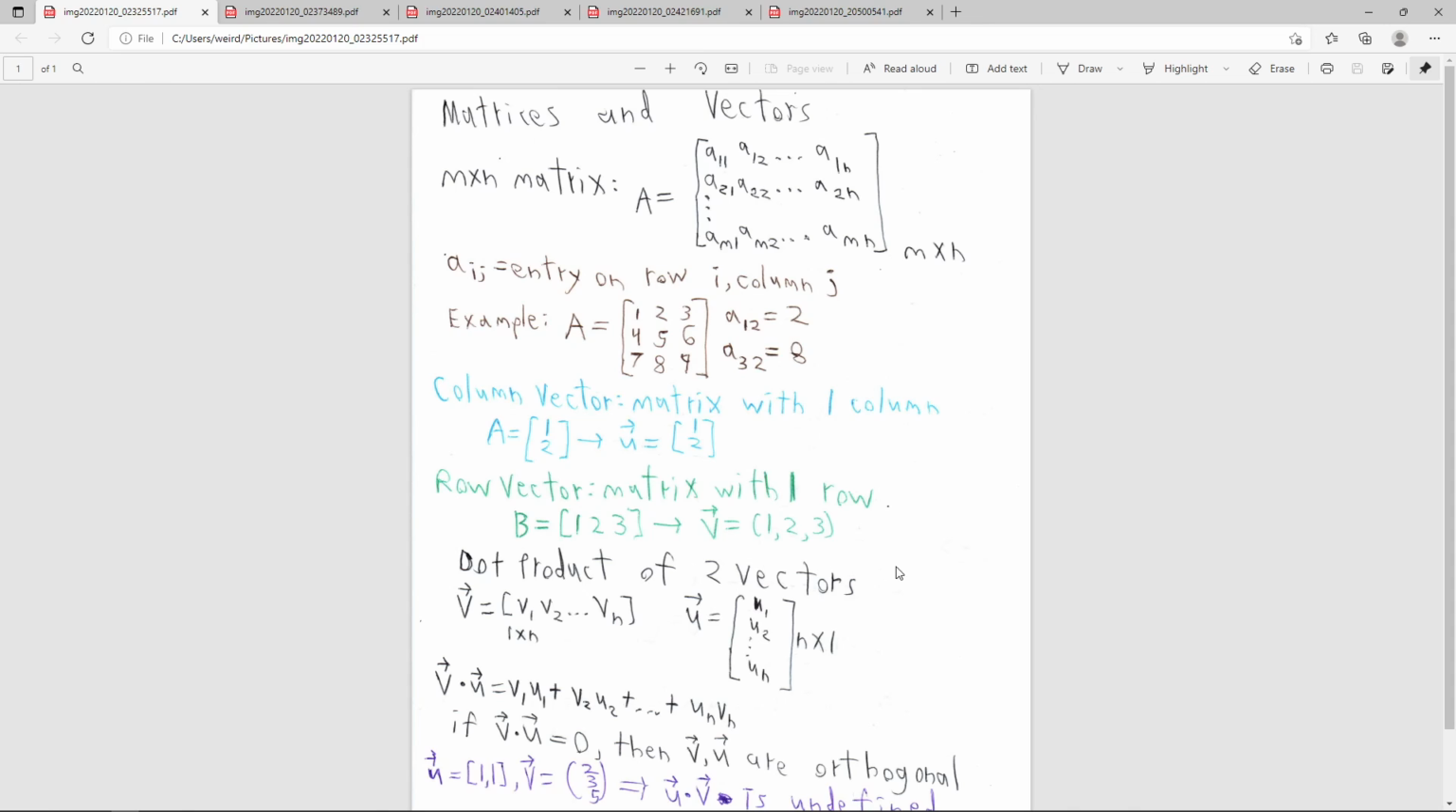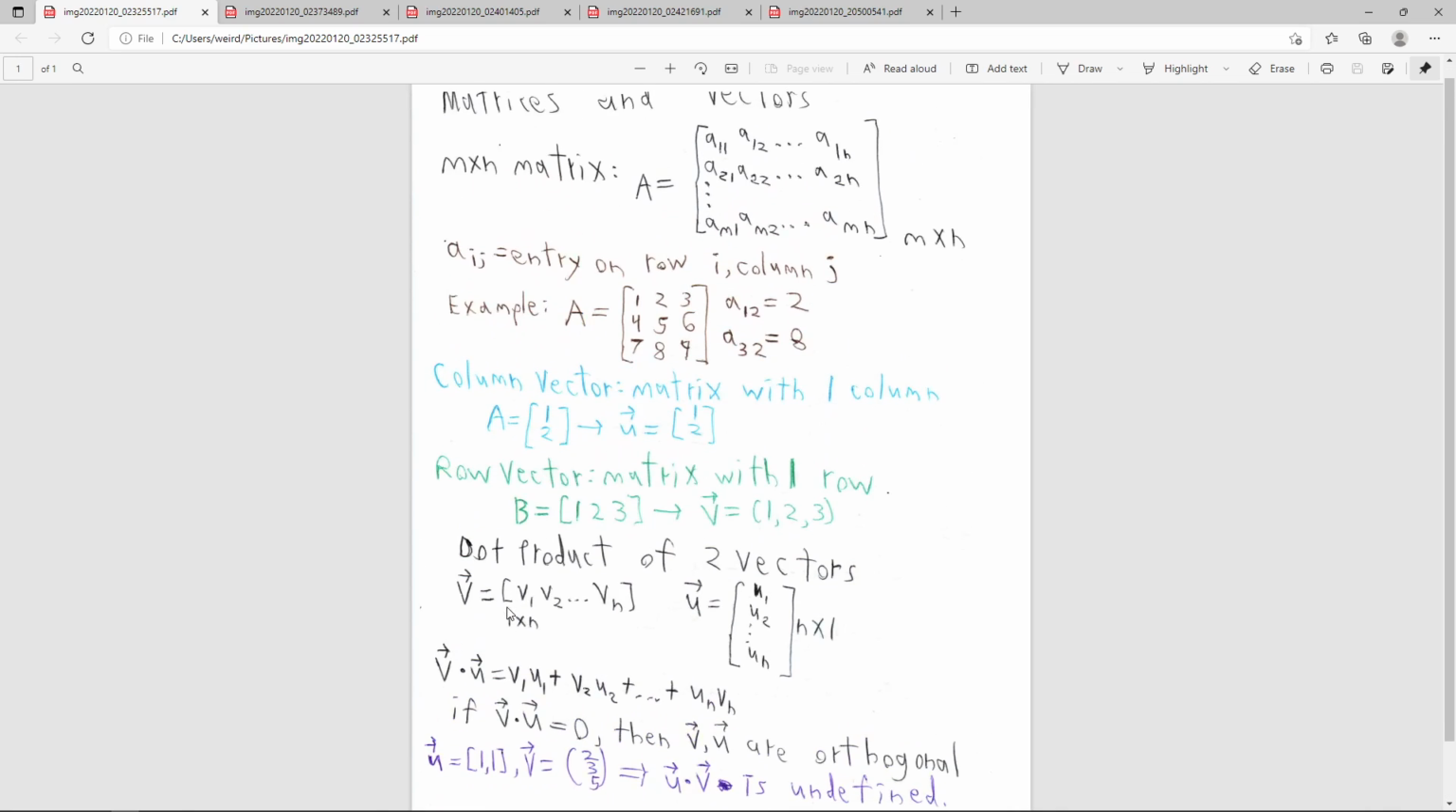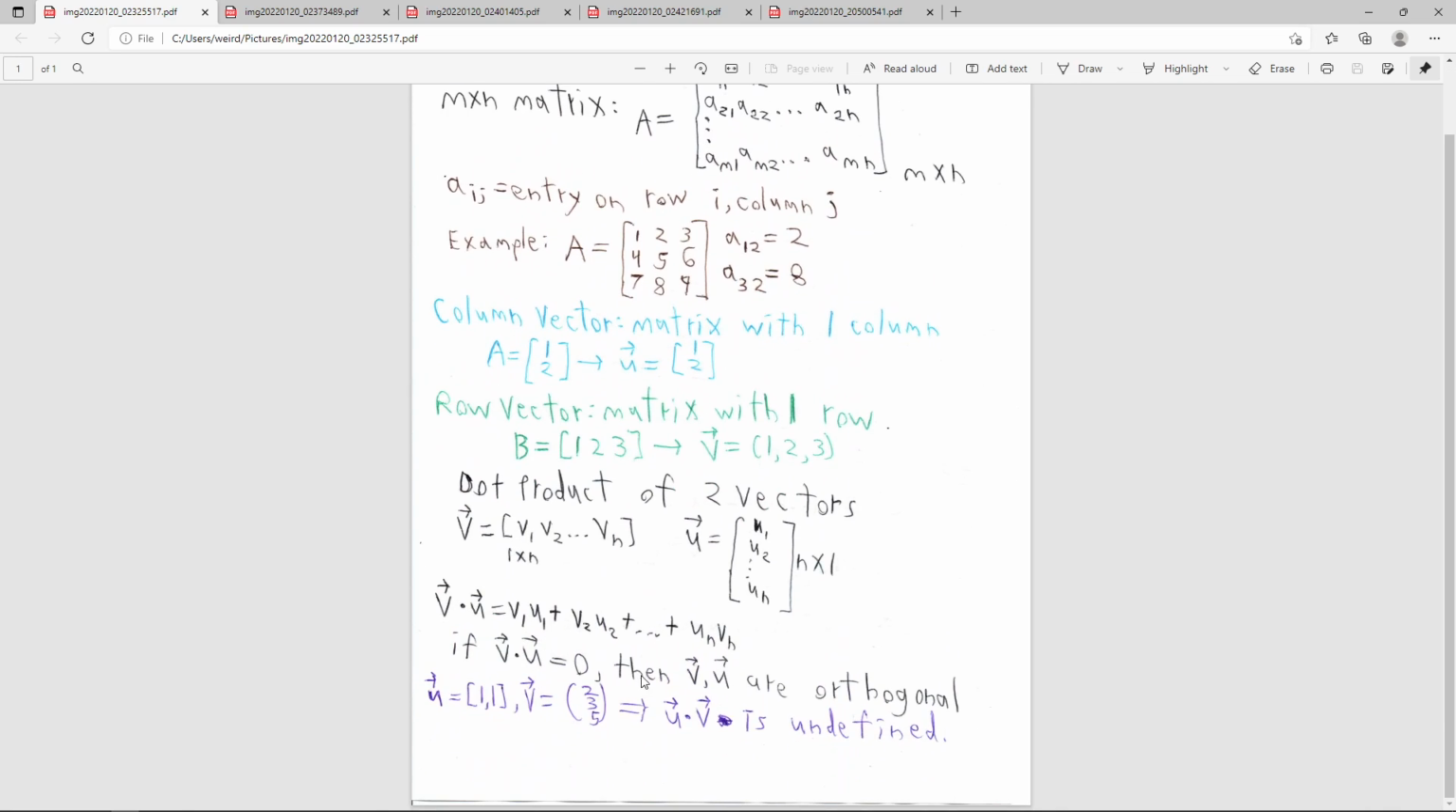And the dot product of two vectors is discussed in linear algebra as well, but here we have it displayed as a 1 by n and an n by 1 matrix. The dot product of V and U would be simple: V1 U1 plus V2 U2 plus dot dot dot plus Vn Un. And if the dot product is zero, then they are orthogonal.